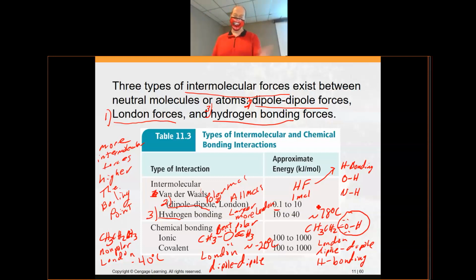All right, so you'll be given some compounds and you're going to be asked which one has the higher boiling point. And you do that by doing the London, the dipole, and the hydrogen bonding. The one with all three will have the highest boiling point. The one with only one of them will have the lowest boiling point.